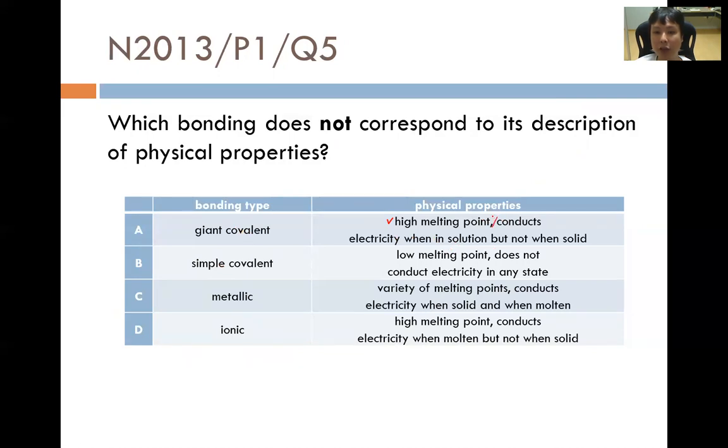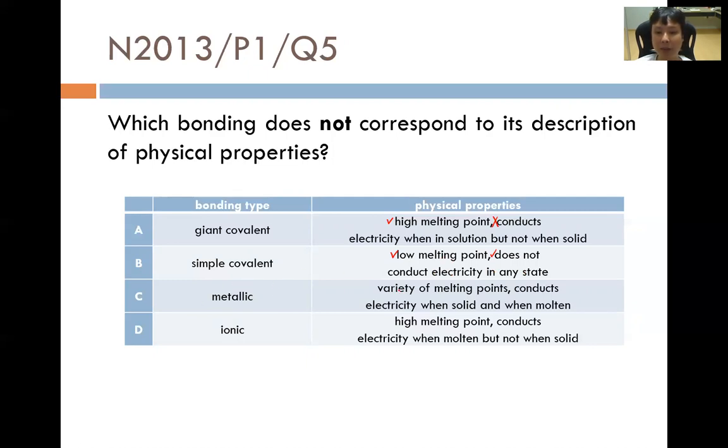Because in general, giant covalent compounds can't even dissolve in water, as we have talked about, the covalent bonds are very strong and cannot be overcome when they form solute-solvent interactions. So number one, it doesn't even dissolve. And number two, even when it dissolves, there won't be charge carriers and hence there won't be mobile charge carriers. And on that count, it's also wrong because it will not conduct electricity. Okay, for simple covalent structures, low melting point, that is correct, does not conduct electricity in any state. This is also true because it does not contain any mobile charge carriers.